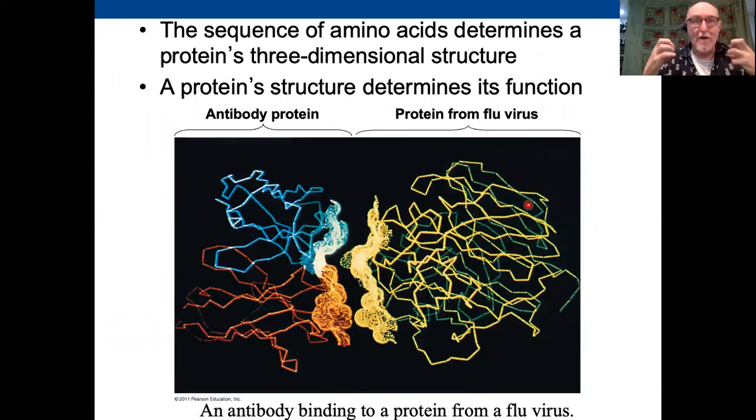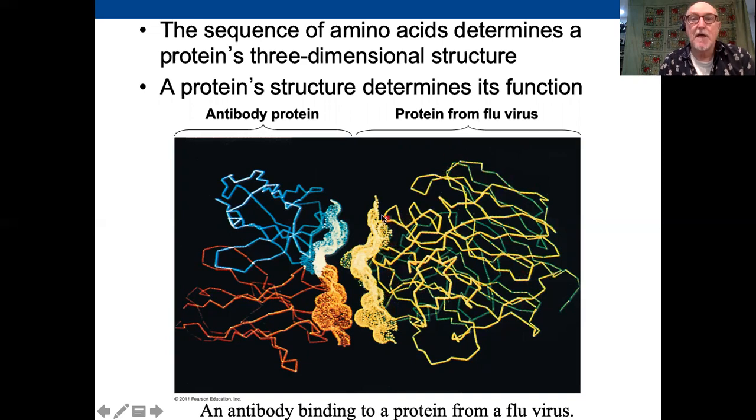So proteins assume very, very complicated three-dimensional shapes in space. And as I've told you, their three-dimensional shape in space is actually what determines their function. So have a look here, for example. This is the interaction of an antibody with a protein from a virus. This is actually a visualization of an antibody which has been produced in response to a vaccine. And the vaccine that was introduced to the person was in fact a small protein from influenza virus.